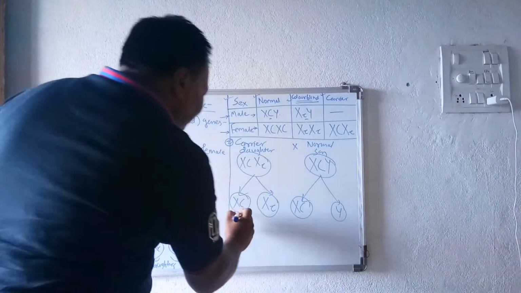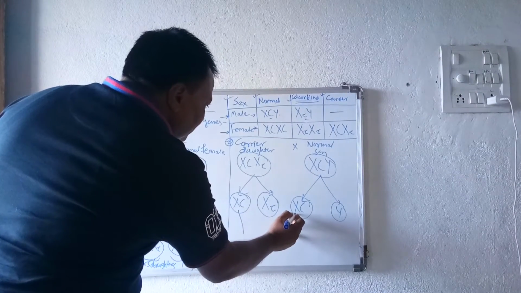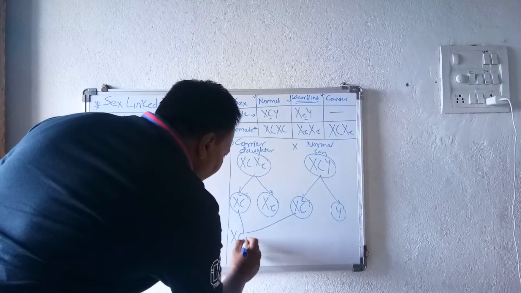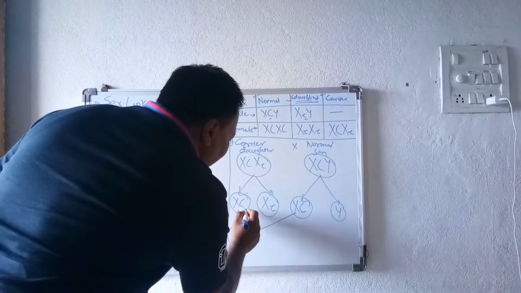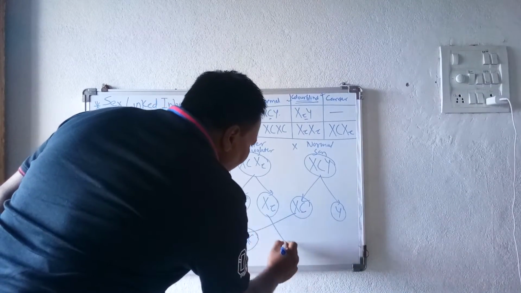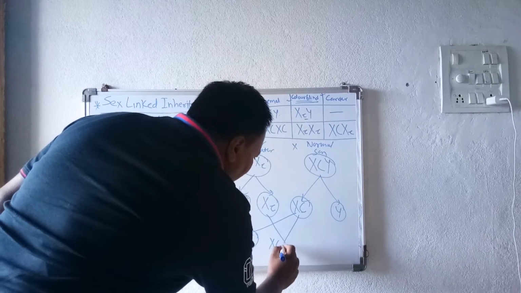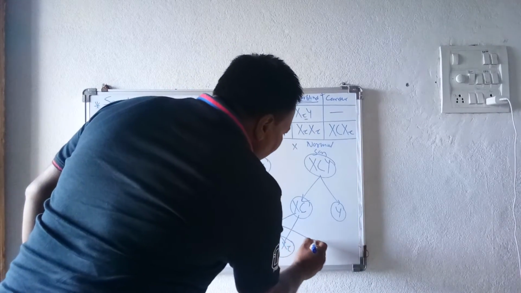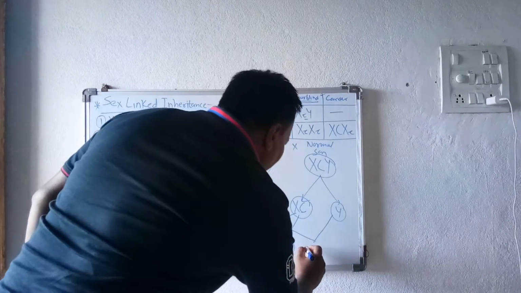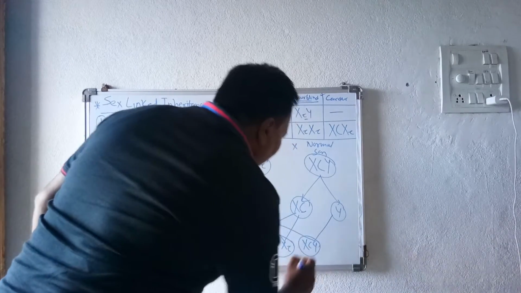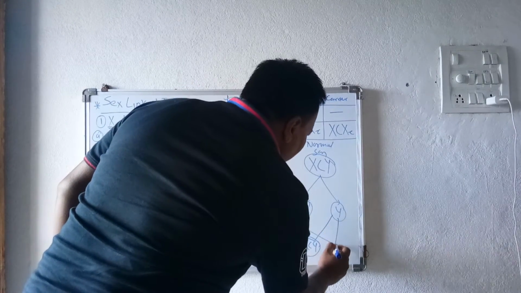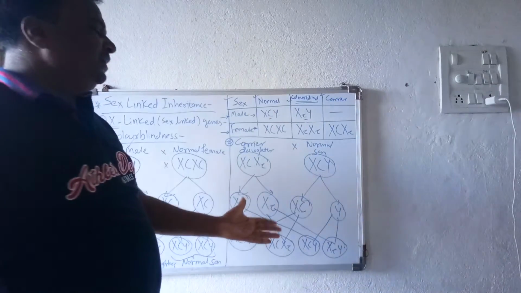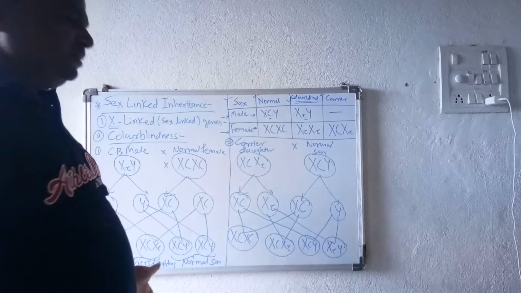Then the next step is fertilization. One male gamete fuses with this female gamete, then it will be capital X, capital C, capital X, capital C. Then this male gamete fuses with this, that is capital X, capital C, capital X, small c. Then this female gamete fuses with this male gamete, it is capital X, capital C, Y. Then the last one is capital X, small c, capital Y. So this fertilization result we know in the genetic basis of inheritance.